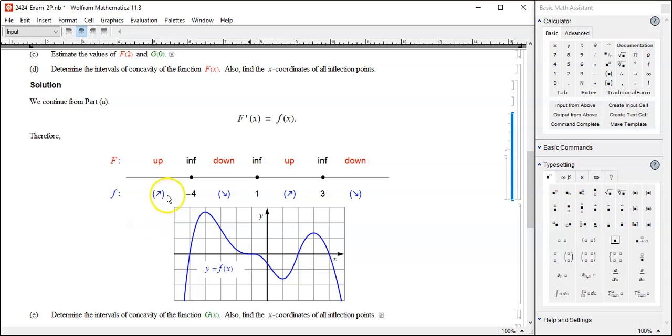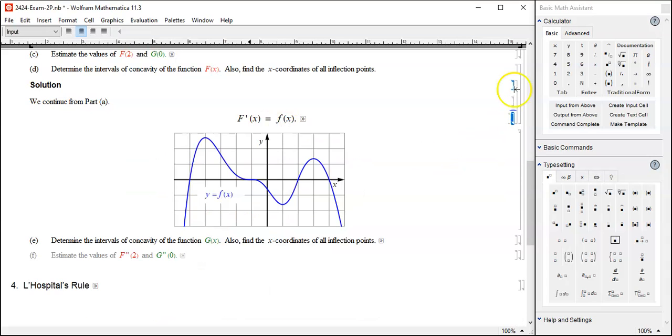Small f is going up, down, like this, and consequently, capital F is concave up, down, precisely associated in the following fashion. So this completely determines the intervals of concavity: concave up here, concave down here, concave up here, concave down here, and the x-coordinates of all inflection points. So I'll regard this diagram as the full, complete answer.